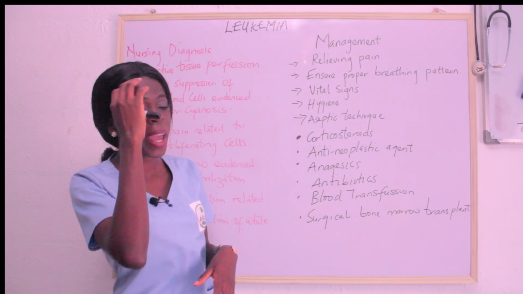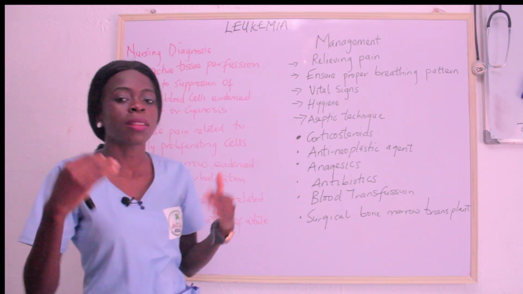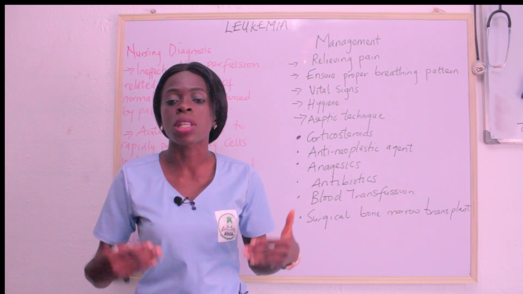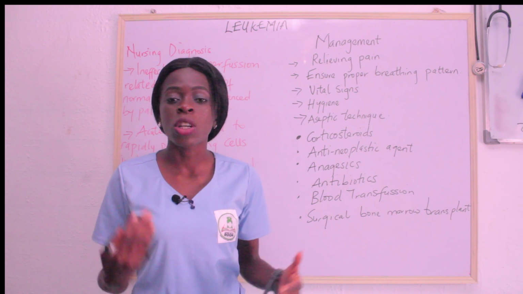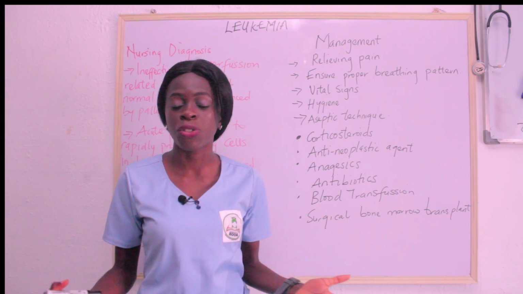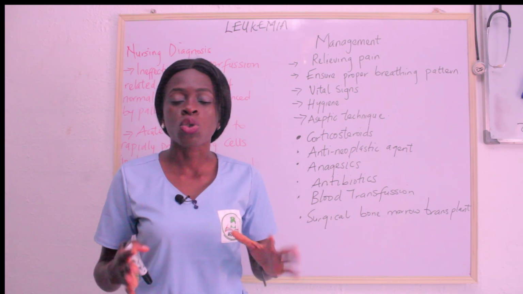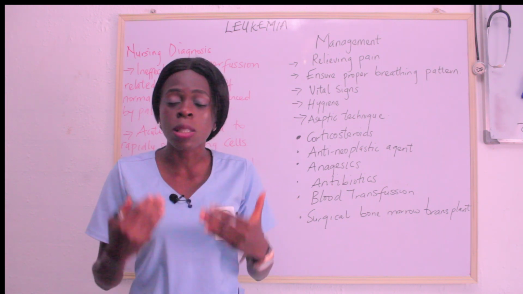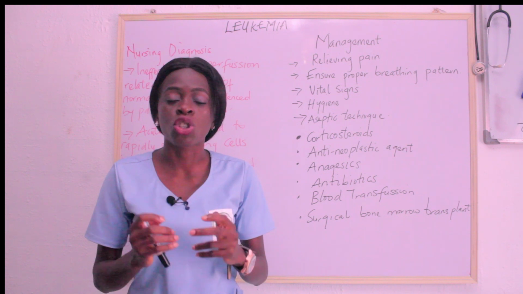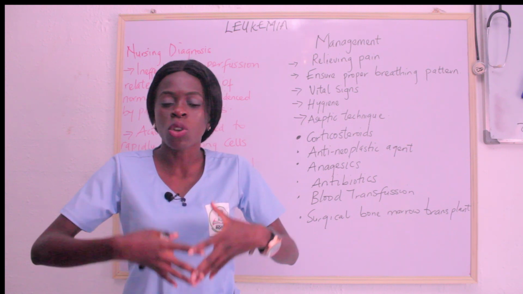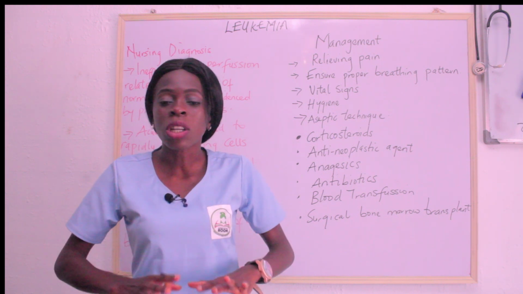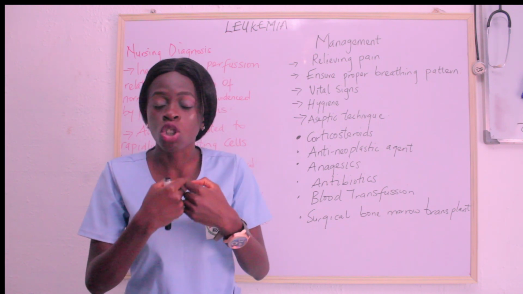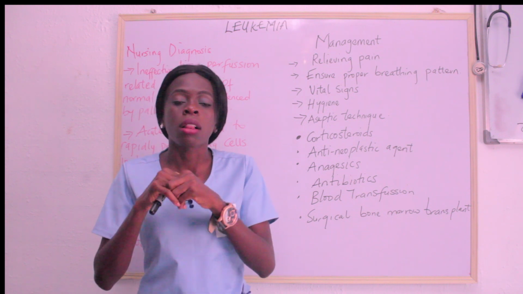Then the second one we have here is ensure proper breathing pattern. This patient is likely going to have difficulty in breathing. This patient is likely going to have ineffective tissue perfusion. So it's your duty as a nurse to ensure that this patient is breathing properly by positioning this patient in the right position to ensure that the diaphragm is not lying on the lungs, to ensure that the diaphragm is well positioned and the body is well positioned to ensure breathing at that particular moment.